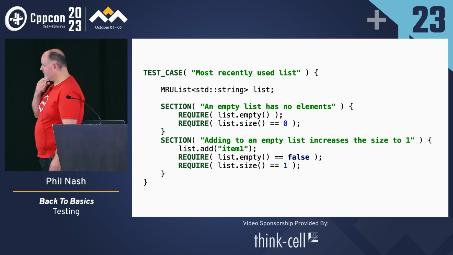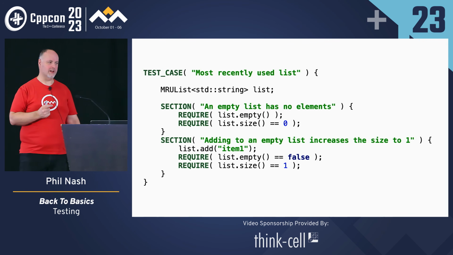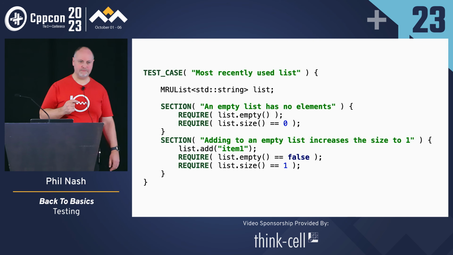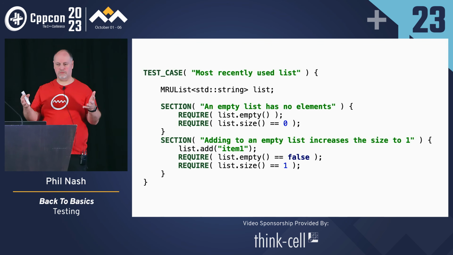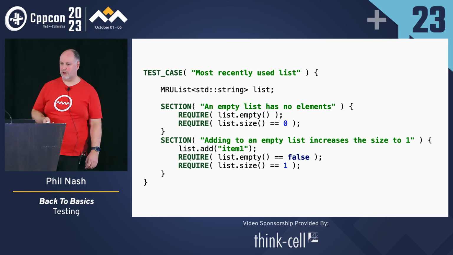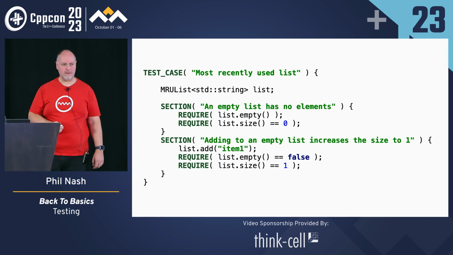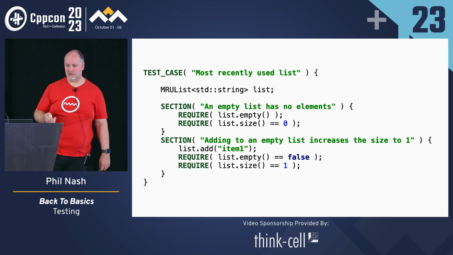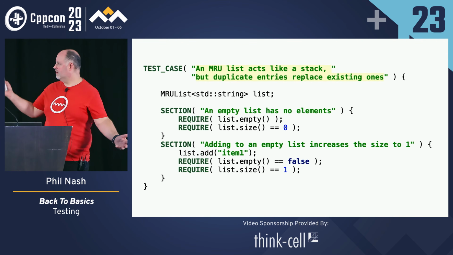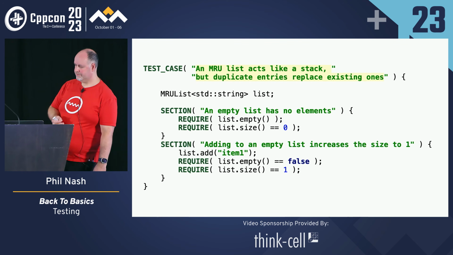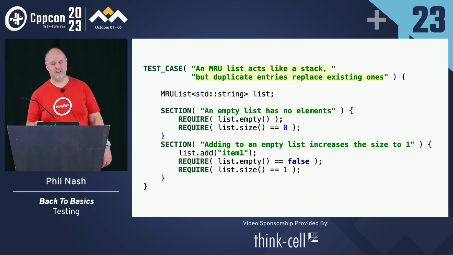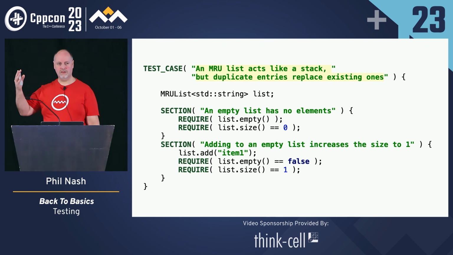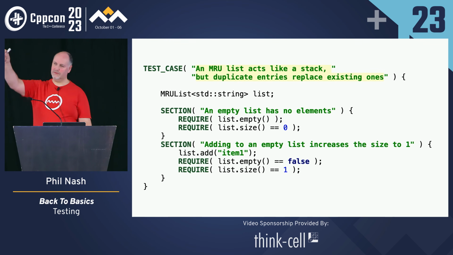The first problem here, we alluded to this one earlier actually, is the test name. Again, it's just stating what the thing you're testing is, not why you're testing it, not what its purpose is. So I think we can do better than that. Already explained what a most recently used list is. Let's just write that as the test name. Most recently used list acts like a stack, duplicate entries replace existing ones. Now you've got some context that if you get a test failure, you can say, that's not fulfilling that part of it.